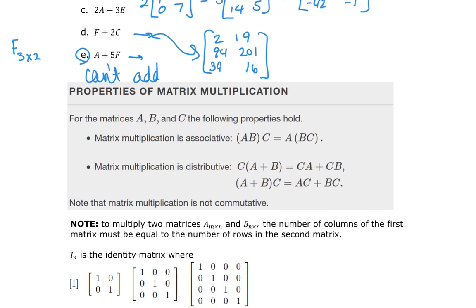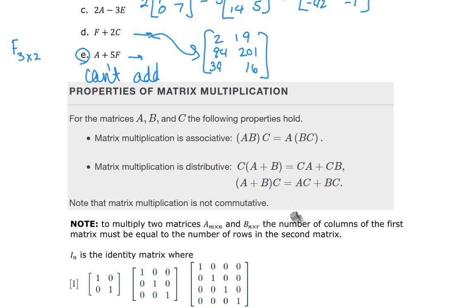Now when you do matrix multiplication, you have to pay attention that it is not commutative. And this is what I mean by that. When we say it's commutative, we say A multiplied by B. So not in matrix form. So just in general, multiplication of real numbers is commutative.